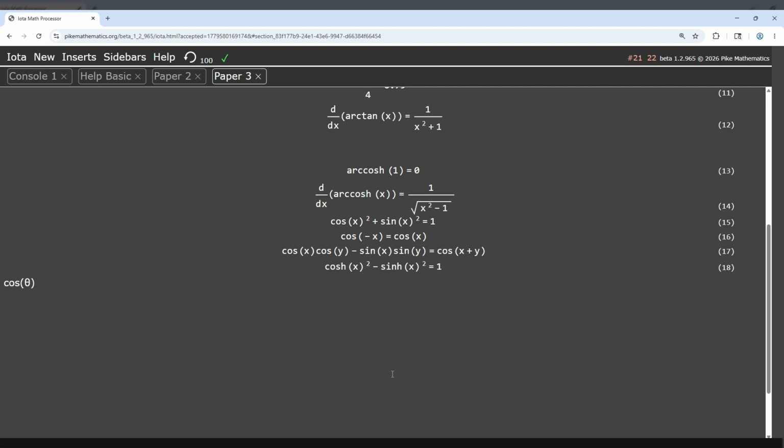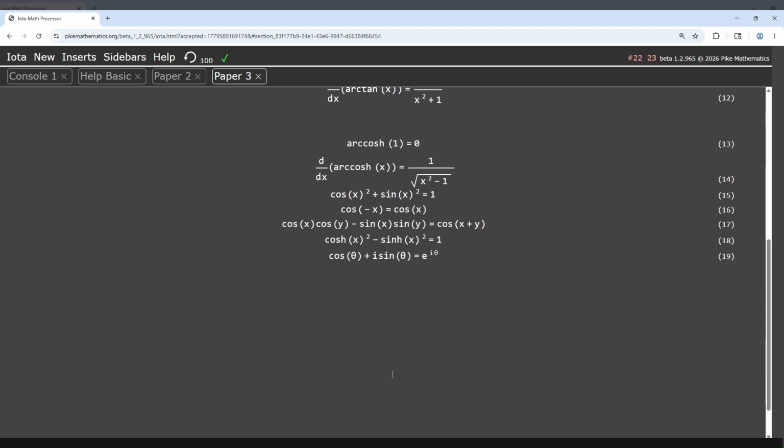So the cosine of theta plus I, because Iota understands the imaginary, sine theta equals, there it is, Euler's formula. In my opinion, one of the most elegant formulas out there in the world of math and physics. Cosine theta plus I sine theta equals e to the I theta.